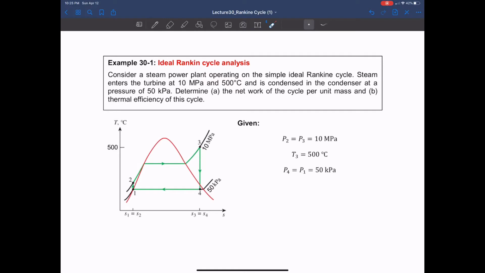And also, that is condensed in the condenser at a pressure of 50 kilopascal. So we have a high pressure line of 10 megapascal and a low pressure line at 50 kilopascal. Now we want to calculate the net work and the thermal efficiency. Now, I already showed you the T-S diagram of this ideal Rankine cycle, but again, I really assure you that you should be able to draw the T-S diagram of the Rankine cycle.